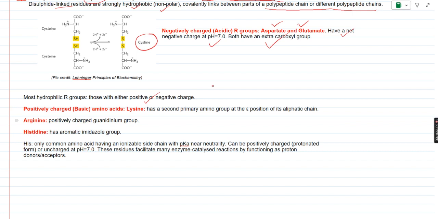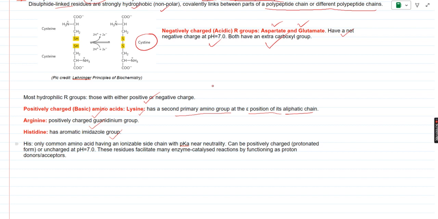And now we will move on with the positively charged, that is basic amino acids. You have lysine, arginine, and histidine. So lysine has a second primary amino group at the epsilon position of its aliphatic chain. So you have the last NH3 plus in the R group. And arginine has a positively charged guanidinium group. And histidine has its aromatic imidazole group, in which one of the nitrogens actually has a positive charge.